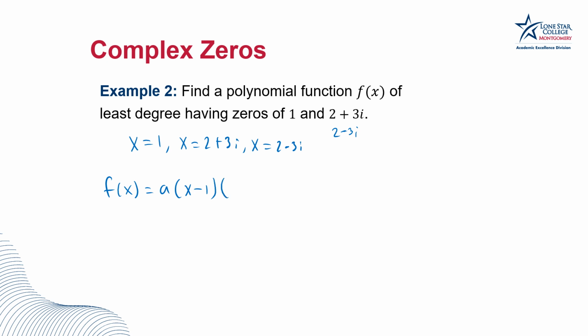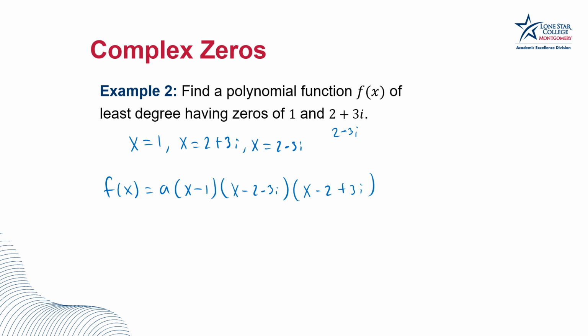The next one, again, we're moving it over, but this time make sure you're moving over both the real part and the i part of the complex number. So we have minus 2 and minus 3i. And lastly, for our final complex 0, 2 minus 3i, we move it over. We have x minus 2 plus 3i.